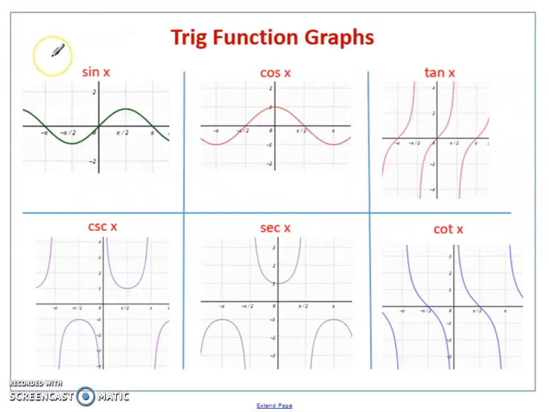So all 6 of our trig functions that we're going to work with are displayed here. So we've got sine x, cosec x, its corresponding function, cosine x, and sec x, they correspond together, and tan x and cotan of x and their graphs, which all correspond together.